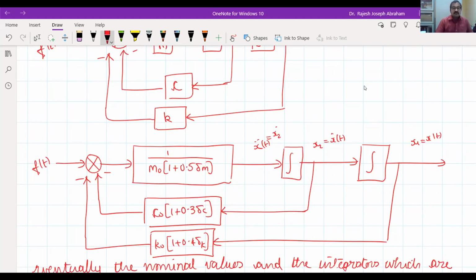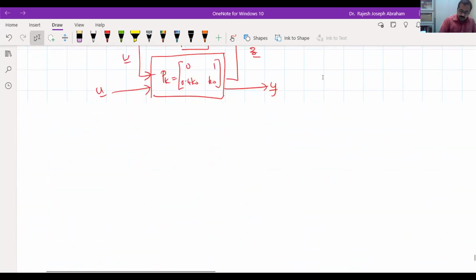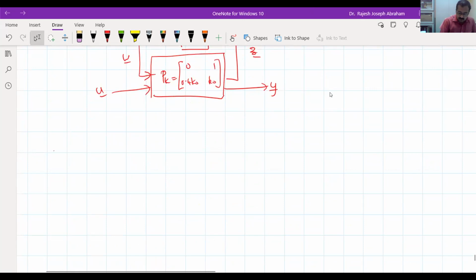We will put the LFT for the damper here. We will connect the LFT for the spring in this position. Okay, let us do that. So what will you get? So here is our F of t. No other change. Okay, F of t. This is the summing point.